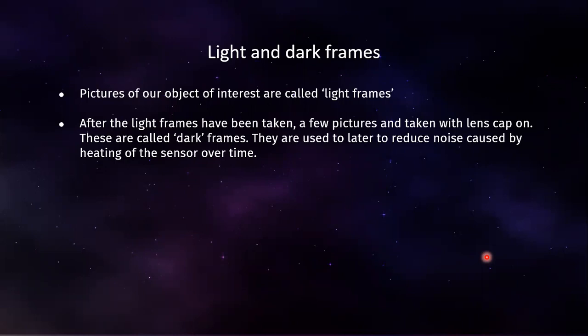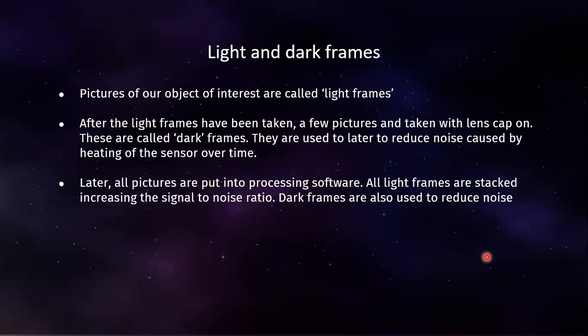So as I told earlier, the sensor gets heated up. Now, if we take a completely black picture, the noise will still be there on the picture, but there will be nothing else. So after taking these light and dark frames, we'll use a special software where we'll put all these pictures together. And what this software will do for us is stack these images. Now, what stacking does is that it increases the signal to noise ratio.